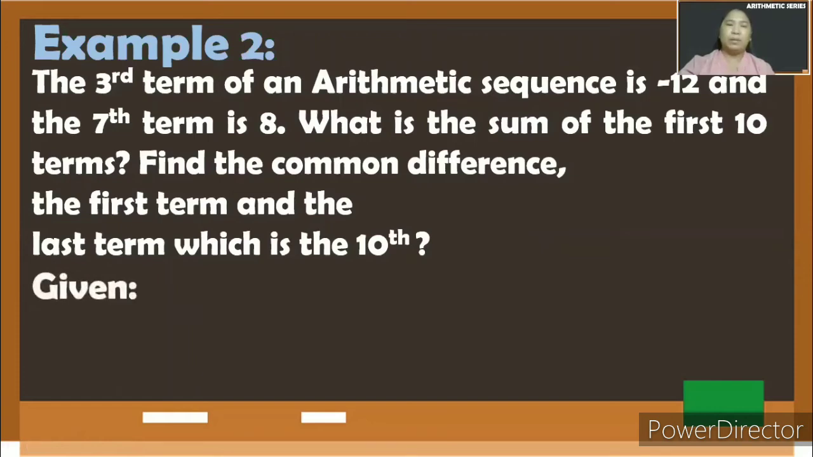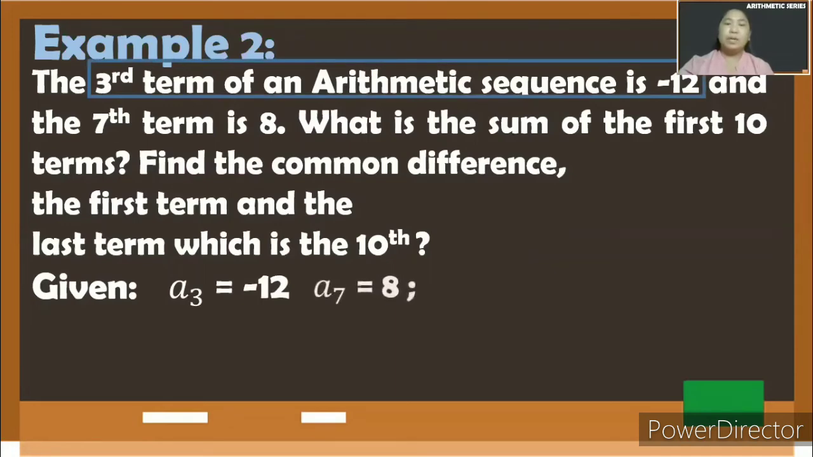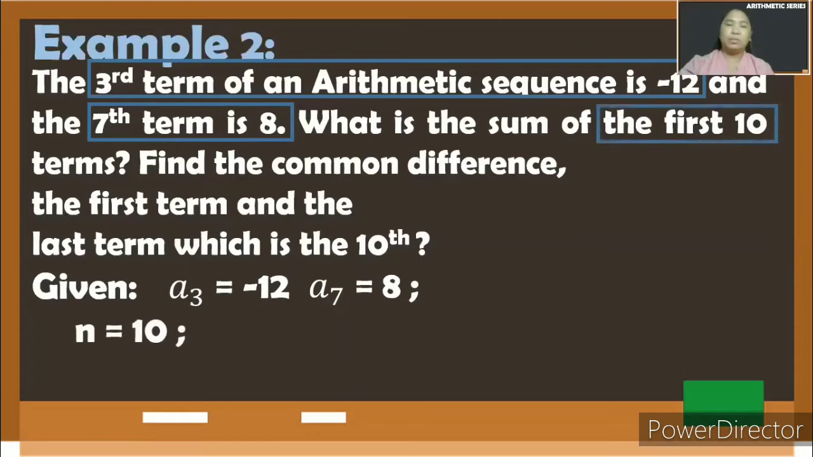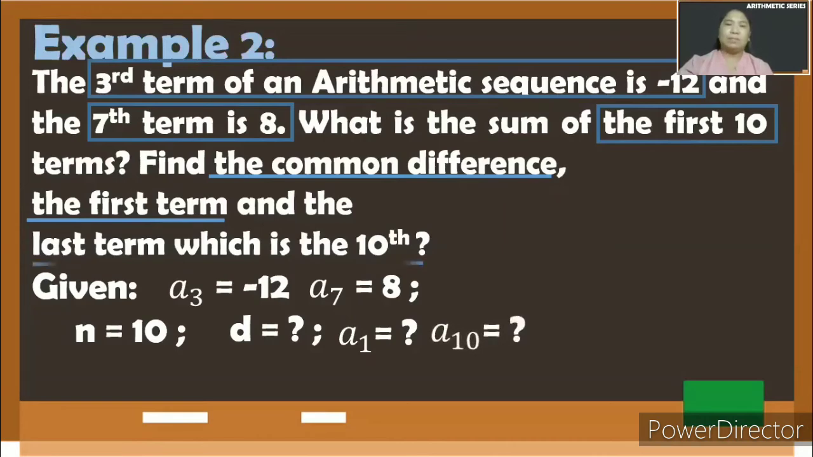So we're going to have the given. So a sub 3 is equal to negative 12. A sub 7 is equal to 8. That is our seventh term. Then, n is equal to 10 because we have the first 10 terms. Then d is unknown, or we will find the common difference. Then we also have the first term unknown, so a sub 1 is question mark. And the last term is also unknown, which is a sub 10. We're going to solve S sub 10, or the sum of the first 10 terms.